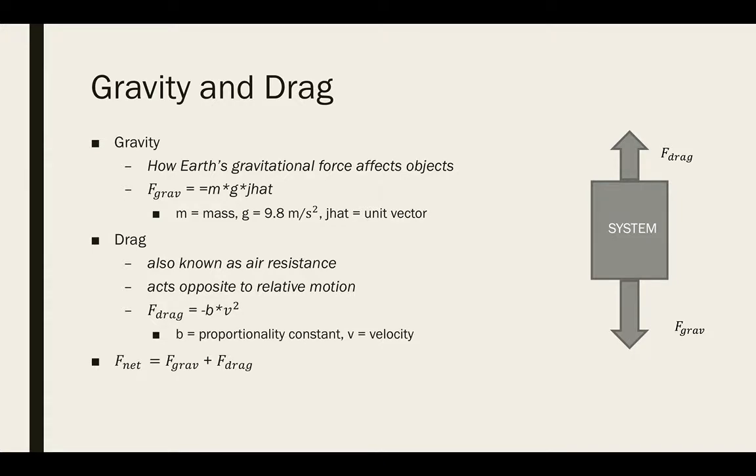The drag force is also known as air resistance, and it acts opposite to the force of gravity, which is in the same direction as our relative motion. The drag force is proportional to the velocity squared by some constant, which is represented by b. To calculate the net force, we add these two forces together.